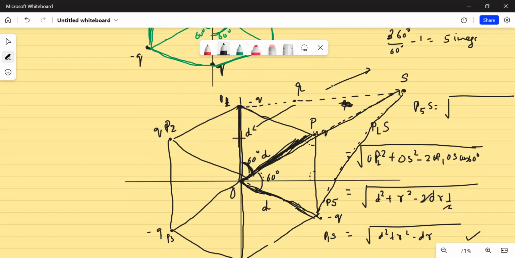Because this is r, this is d, this is 60 degrees from here to here. And if this is 90, then this is 90. And if we think a little, this P5s distance, this distance is r. So P5s would again be equal to P1s, right? This is what I want to convey.